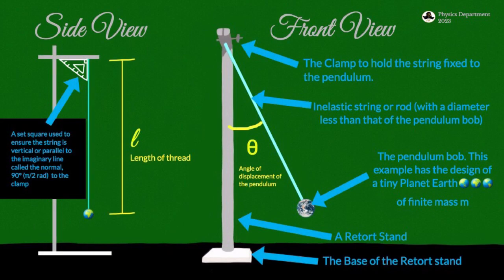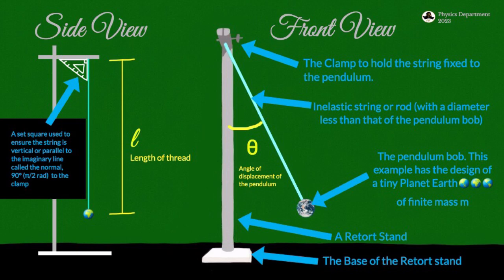So I think as you can see, the diagram should be very clear. We have a side view on the left, and then on the right we have the front view, how you see it as you're looking at it from the front. We have the clamp, which is right at the top there. You can unscrew or screw it so that you can tighten it to hold the string.